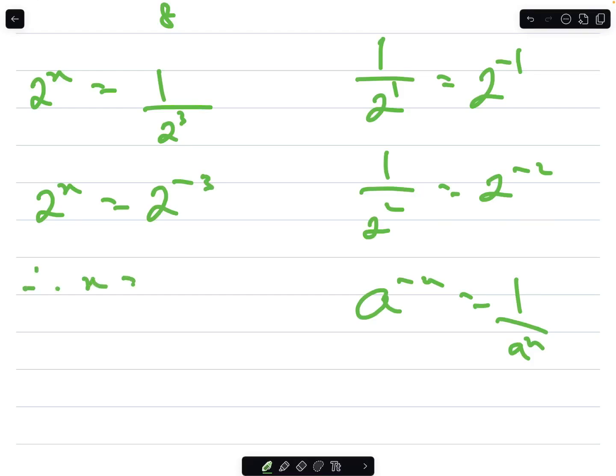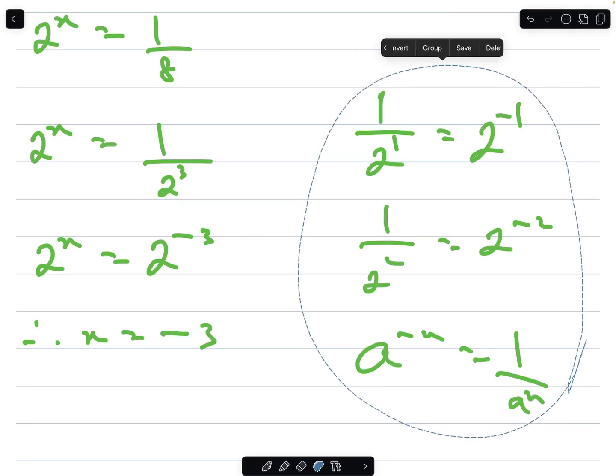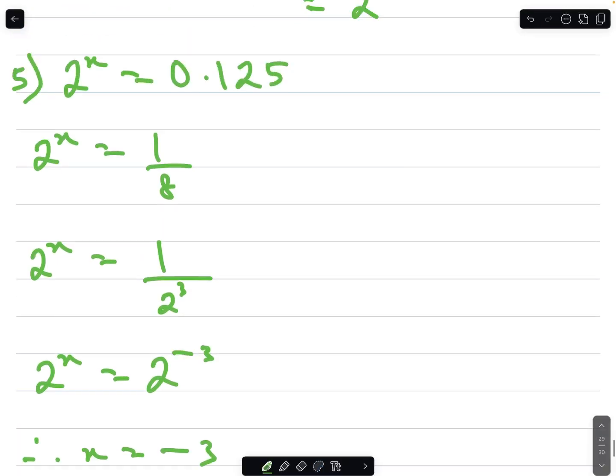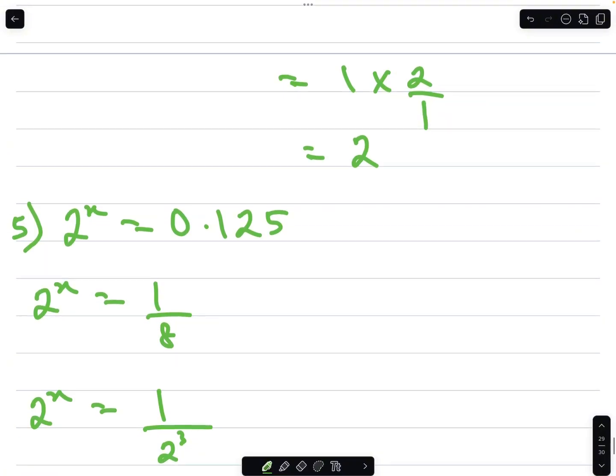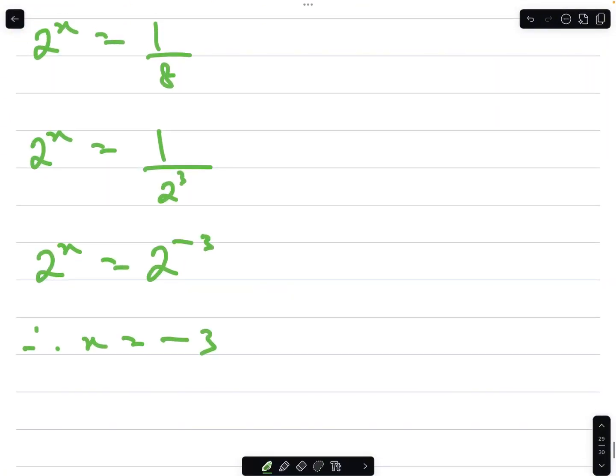So, x is therefore equal to what? X is equal to minus 3. Fantastic. X equals minus 3, therefore. Exactly. And that's it. Do you understand? Yes. Is that the last one? Yes. Good. That's it. So it's as simple as that.